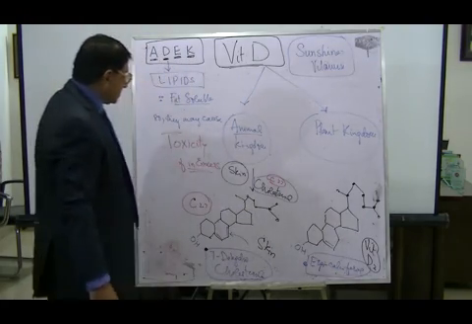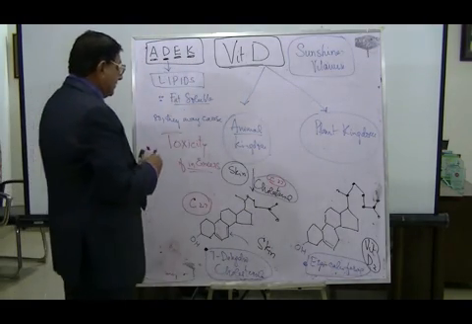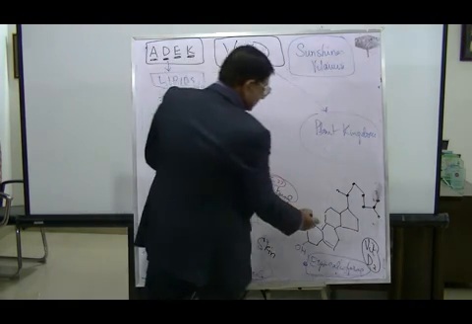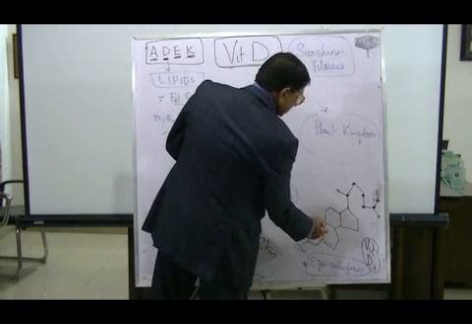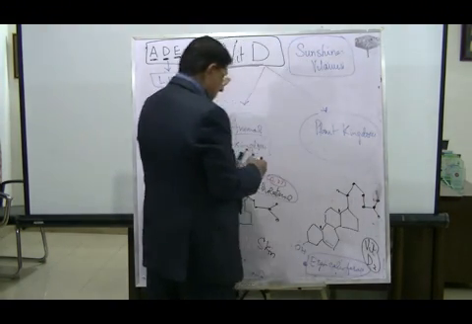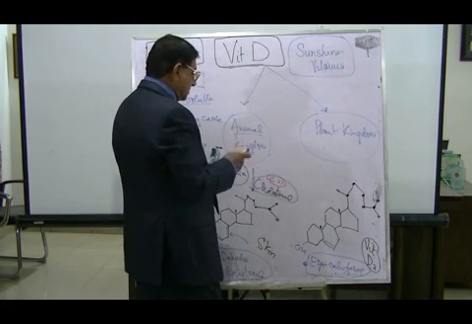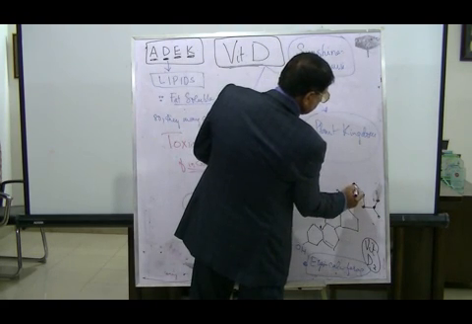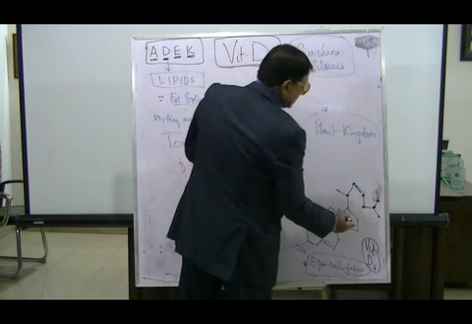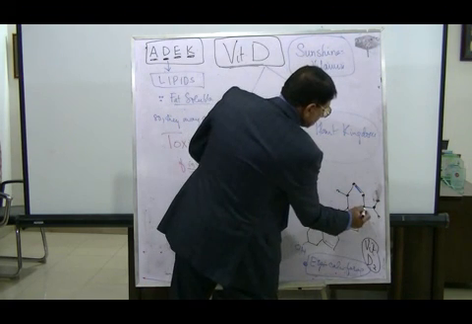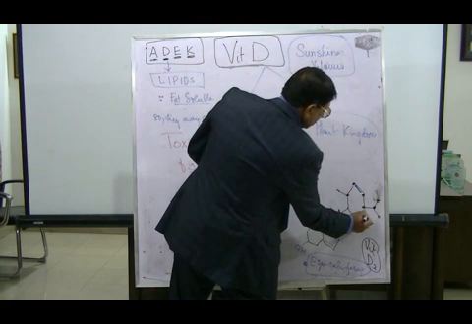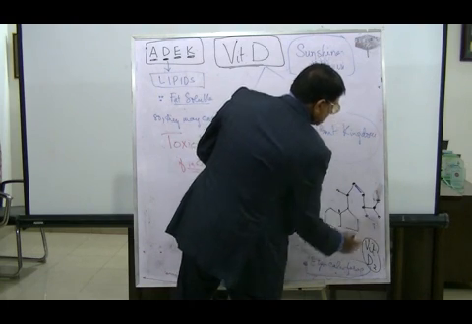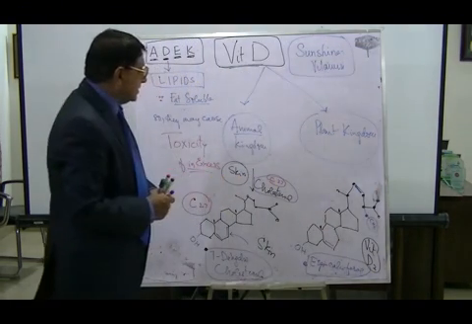Now, up till this point, the formula is the same, the methyl groups. What's the difference? The difference is that you have a double bond between C22 and 23, and then you have a methyl group over here. So this is the difference.